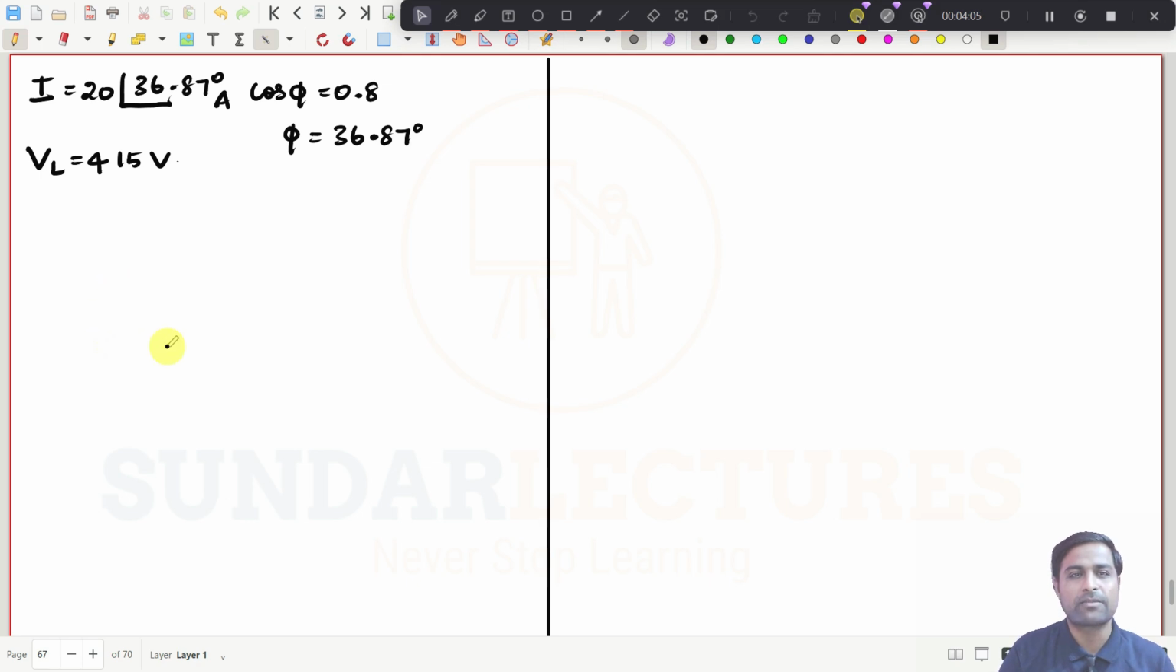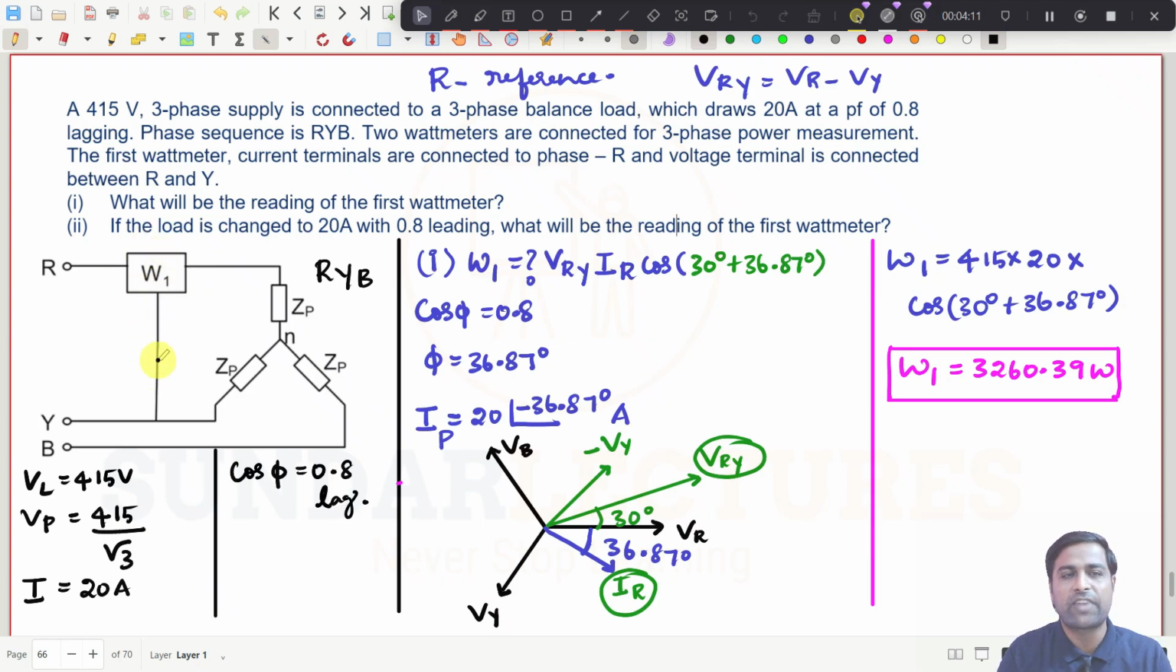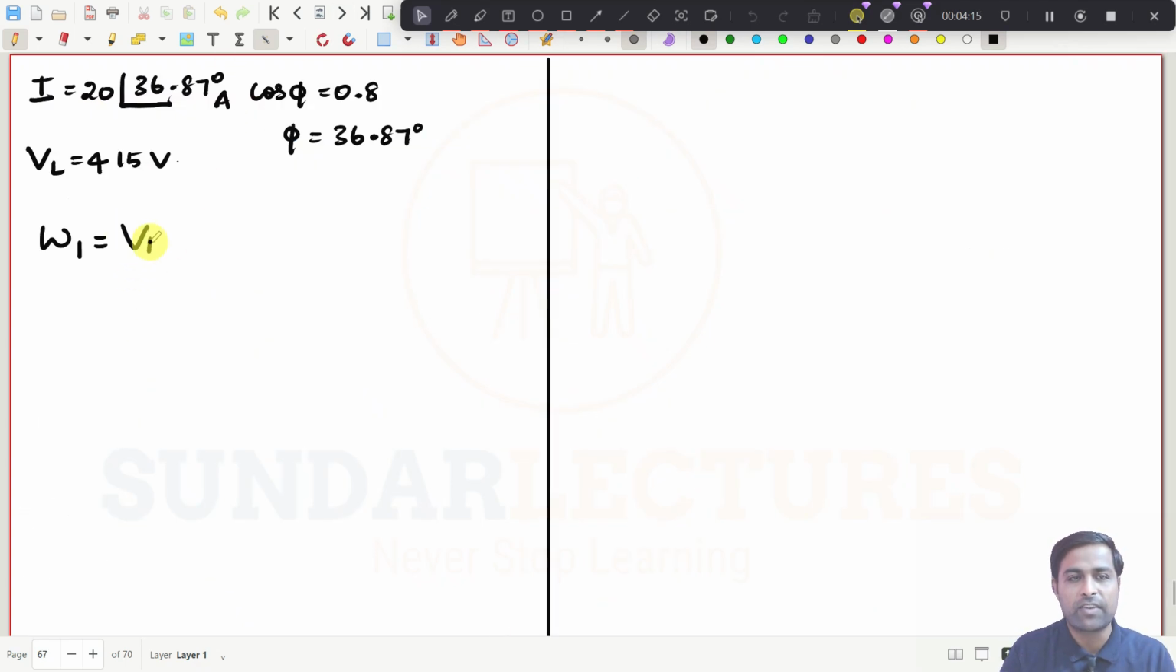There is no difference. But what is now W1? W1 will be the same again. It is connected in the same phases between two lines, same line. So the same formula will come. VRY, it is IR, and then cos of, you need to find this angle. Why? What happens to this angle now?